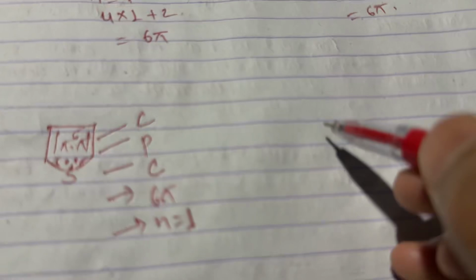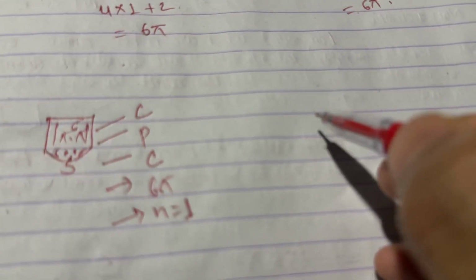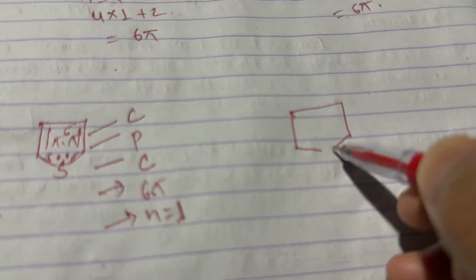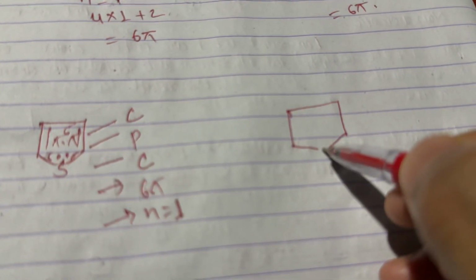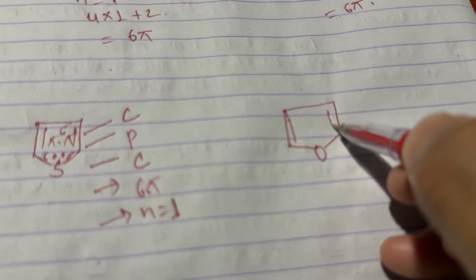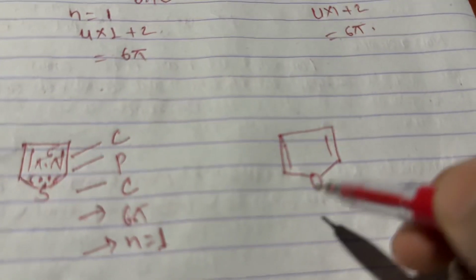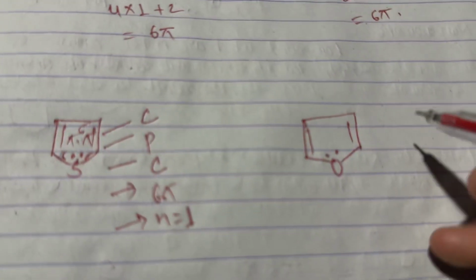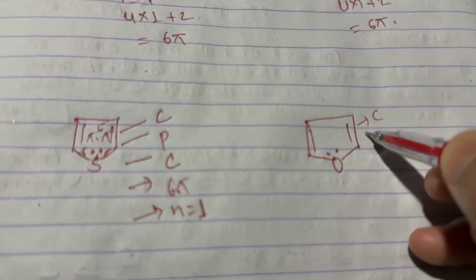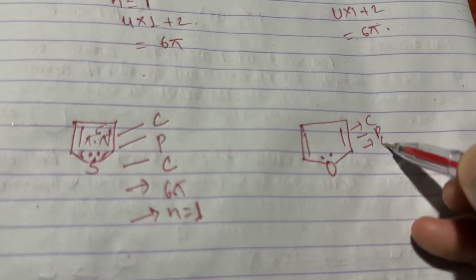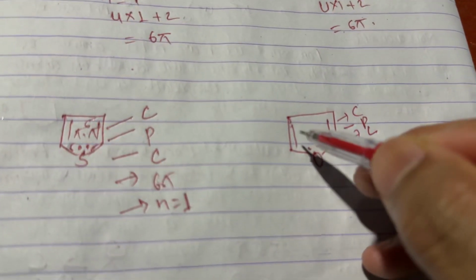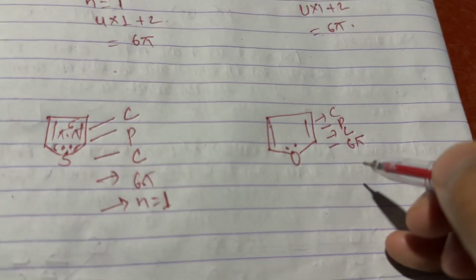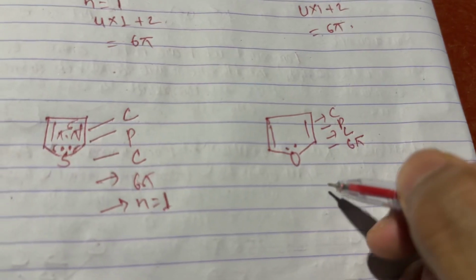Another example, let me try another example, that is furan. So this is also the same as thiophene. This is also cyclic, planar, conjugated, and obeys Hückel's rule. There are 6 pi electrons. So we can satisfy Hückel's rule in this way as well.